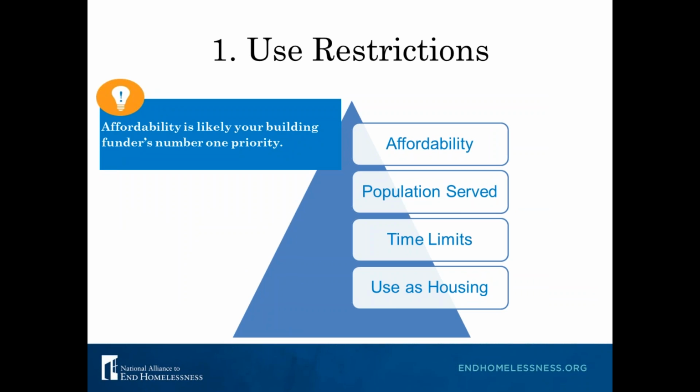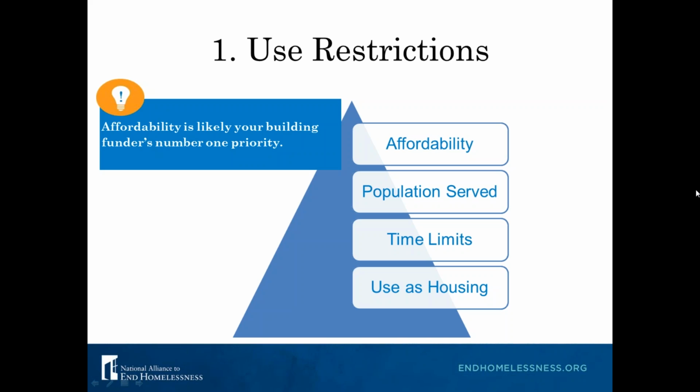In terms of use restrictions, this gets back a little bit to what you'll find in terms of the priorities of the people administering the funding. But in the written agreements themselves, I think you're most likely to see affordability as your number one priority of your funders. Really all of the resources you're going to have in a transitional housing building that was constructed or rehabilitated with capital, operating, and project-based rental assistance is going to have some kind of covenants or written agreements around affordability. You might also see something around population served. You might, as I said, but in a more limited fashion, see something around time limits. And you will very likely see some language around use as housing.